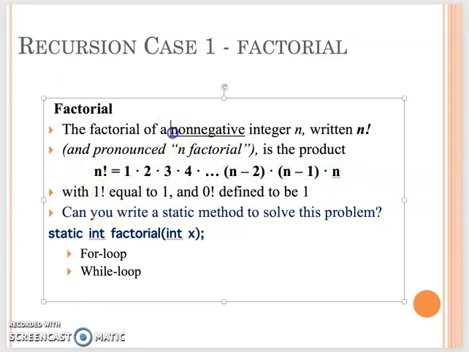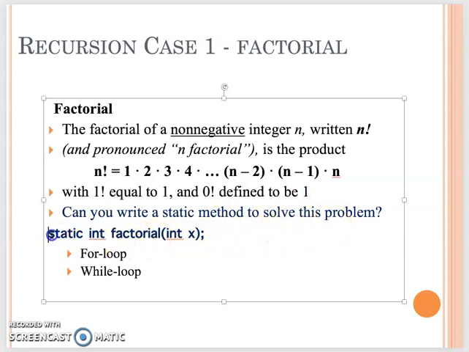Like earlier we said, it's a non-negative number. So 1 factorial is 1. But we also have 0 factorial in math. Be careful, 0 factorial is not 0. 0 factorial actually is 1. So how can you solve the problem in Java?